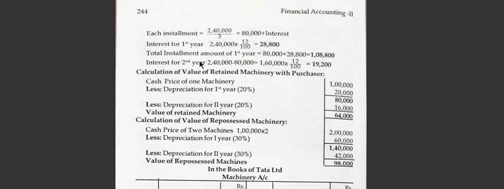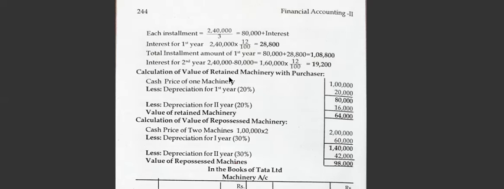Second year's interest: 2 lakh 40,000 minus 80,000 principal amount, 1 lakh 60,000 into 12%, 19,200. We have not calculated the third one because we don't need the third year's interest, because it is closed at the first year's end and the second year's beginning.